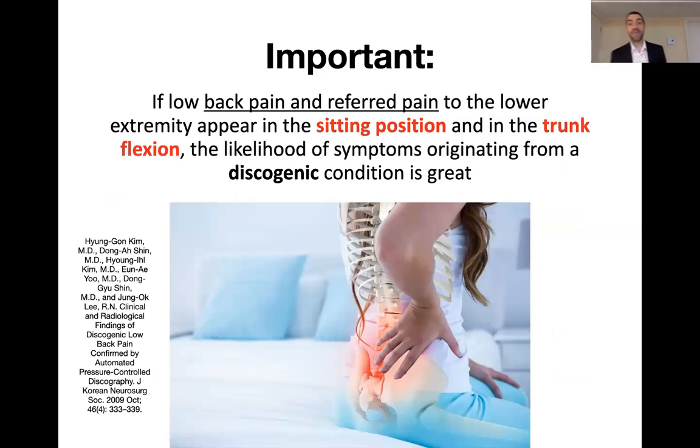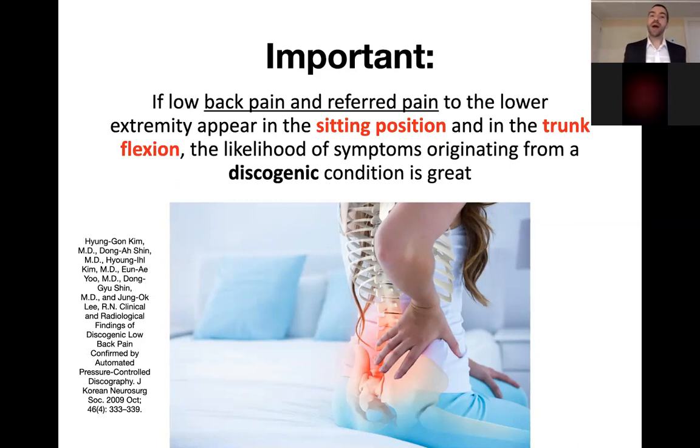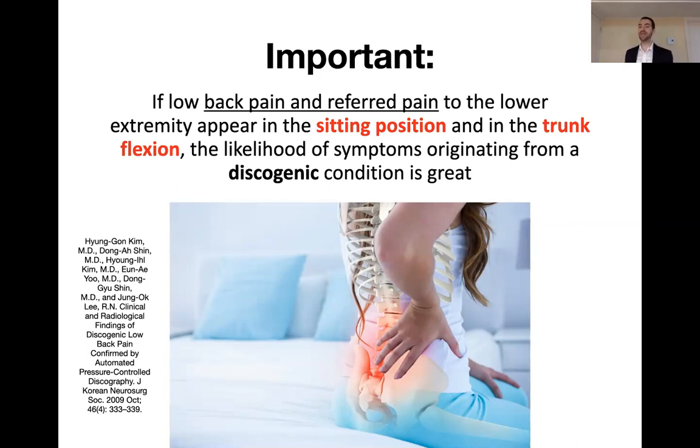Okay. And one important thing, now we are going towards our evaluation. If the patient has low back pain and referred pain to the lower extremity, and it appears when the patient is in the sitting position, and also when he is doing trunk flexion, well, there's a likelihood that the symptoms originate from a discogenic condition, okay? That's very important for us to understand, because it's kind of a slump test. So we have to pay attention to that to understand what's going on.